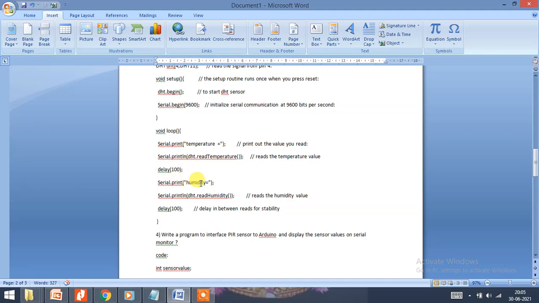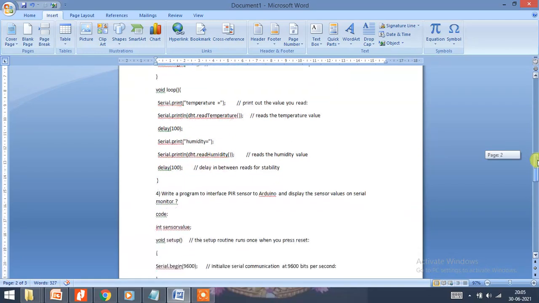Next, Serial.print humidity. Humidity will be printed on the serial monitor, and the value after it is written in the next statement, that is Serial.println dht.readHumidity. So this humidity function is called, and whatever humidity is sensed by the sensor is printed in the serial monitor. That's about the temperature and humidity sensor.